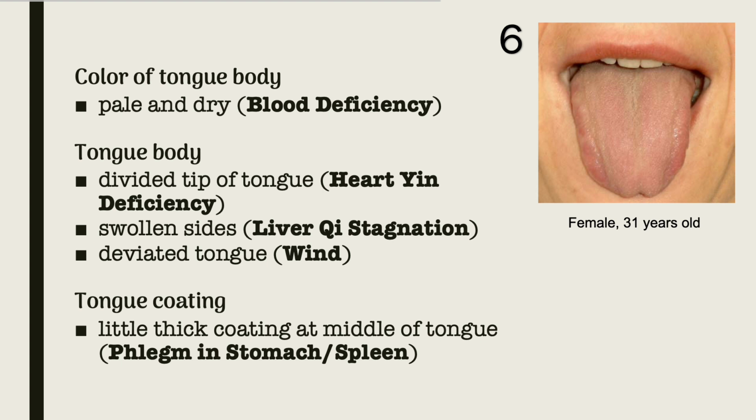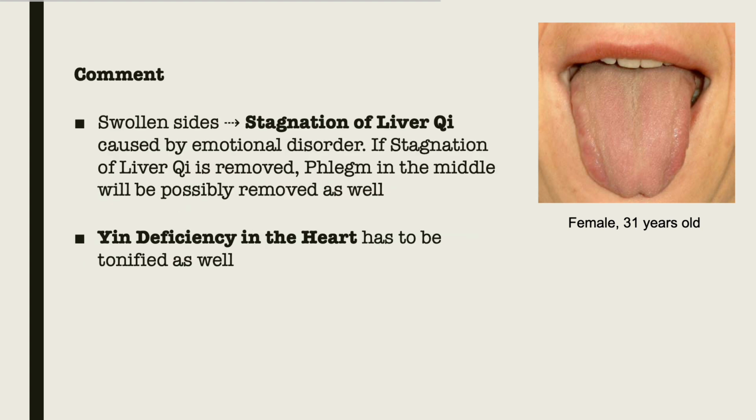Now, we notice a slightly thick coating at the middle of the tongue. This indicates phlegm in the stomach or spleen. Swollen sides clearly indicate liver qi stagnation, probably caused by emotional disorder. If we remove the liver qi stagnation, we expect the phlegm in the middle to be possibly removed as well. The yin deficiency in the heart has to be tonified as well.